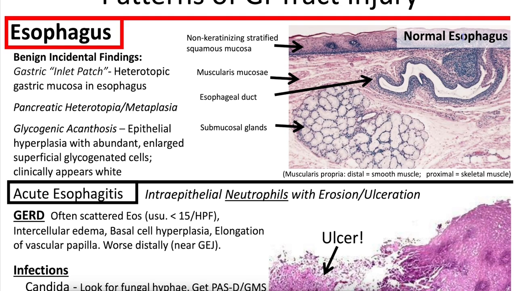And one of my co-residents gave a talk about syndromic GI entities, and glycogenic acanthosis can be seen in those with Cowden's syndrome. And you can get your trichilemmomas, glycogenic acanthosis, endometrial cancers, and follicular thyroid cancers.